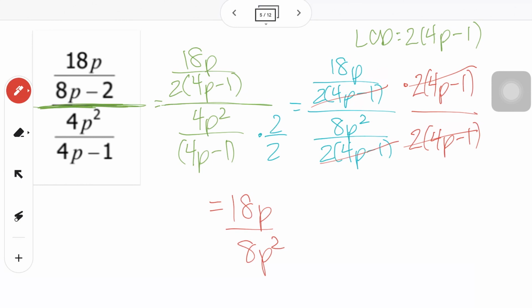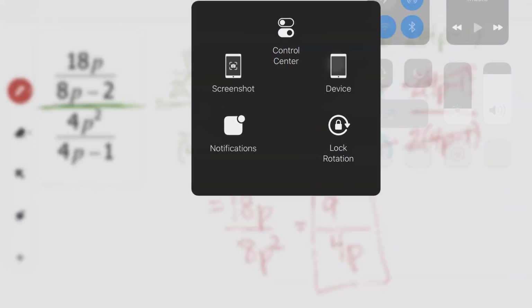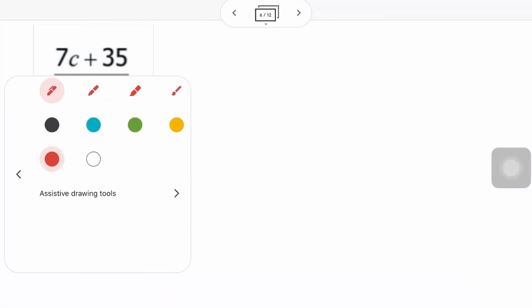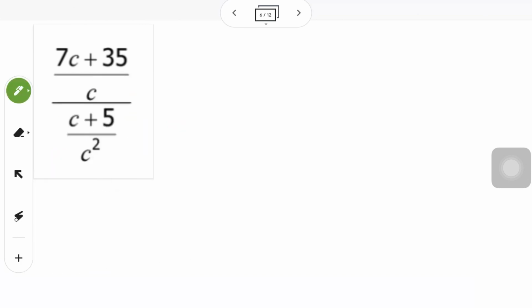And then this fraction I'm going to try to simplify. For the 8 and 18, 2 goes into both, so it'll be 9 and 4. I have 1p on top and 2 on bottom, which will leave me with just 1 on bottom. And that is my final answer. Go ahead and try this one by yourselves, and then play the video when you're ready to hear an explanation of it.